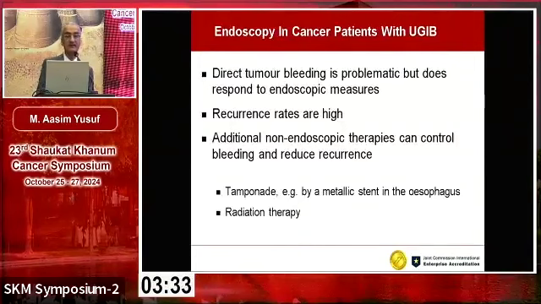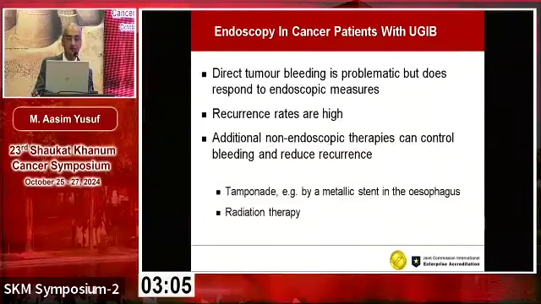So direct tumor bleeding is problematic, but does often respond to endoscopic measures. In many cases, there will be a visible vessel or a spurting vessel, which is treated in exactly the same way. The problem is that the cancer tissue is often more friable than the normal surrounding gastric tissue, and around an ulcer, the mucosa is usually fibrosed and tougher, whereas often with a tumor, the mucosa will break away as you apply a clip. So that can make it more challenging. And therefore, recurrence rates are high.